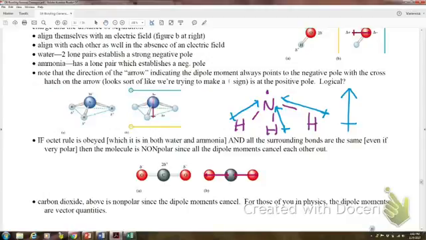I just realized I didn't give that enough lone pairs. Anything that has lone pairs on it is going to be a polar molecule, and that's guaranteed. So this is going to be polar, and so is that water. And hopefully you at least remember from Chem 1 that water is polar. Okay? So if the octet rule is obeyed, and all the surrounding bonds are the same, even if they're very polar, then the molecule would be nonpolar, since the dipole moments cancel.